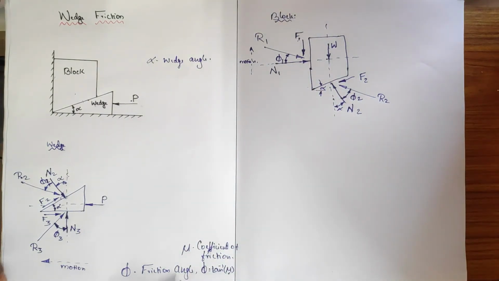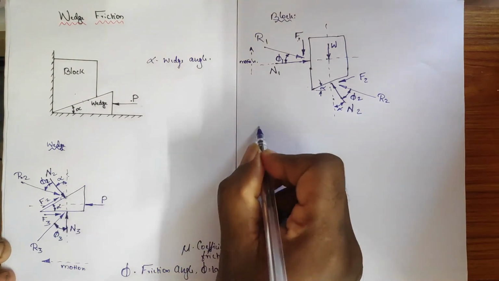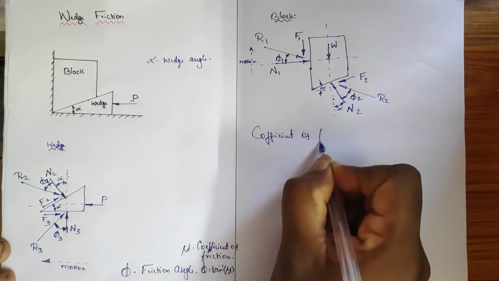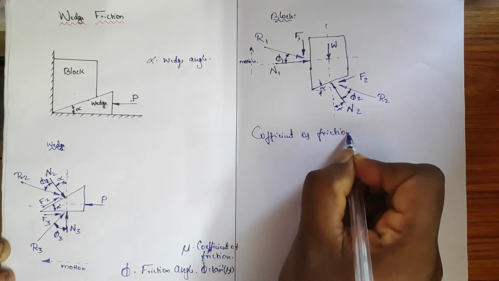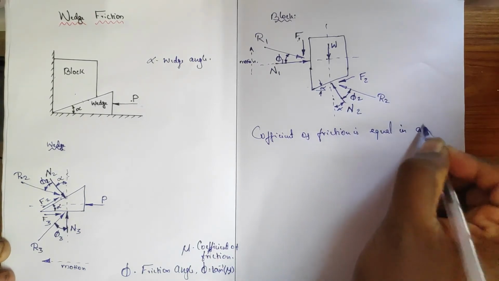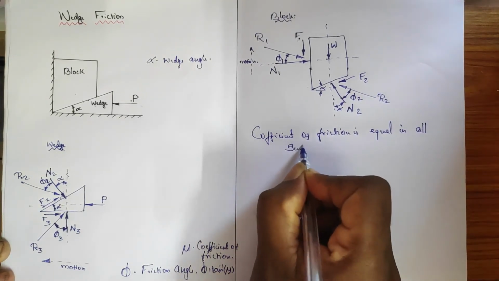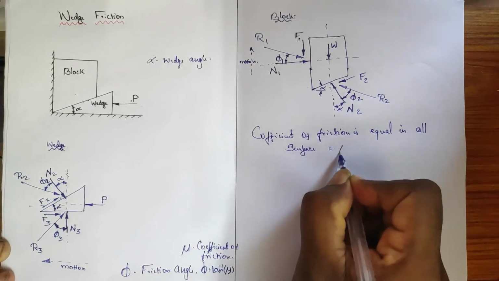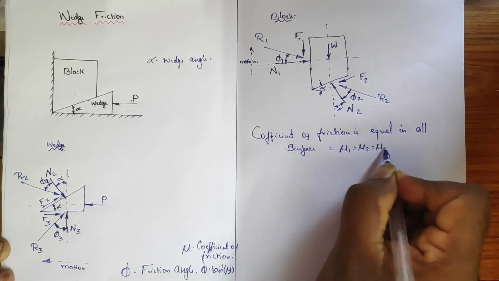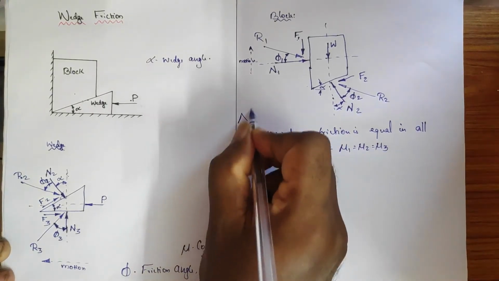Okay, so the formula is the friction angle phi, which is equal to tan inverse of mu. Tan inverse of mu, it is based upon the coefficient of friction. Okay, if the coefficient of friction is equal on all surfaces, then mu1 is equal to mu2, which is equal to mu3. Okay, it's a note.